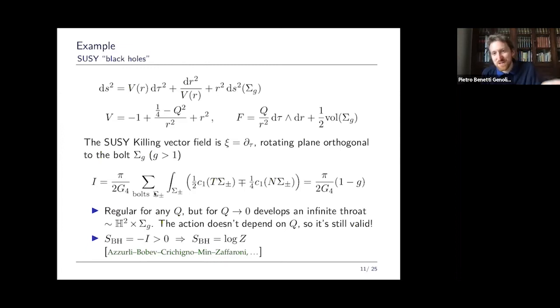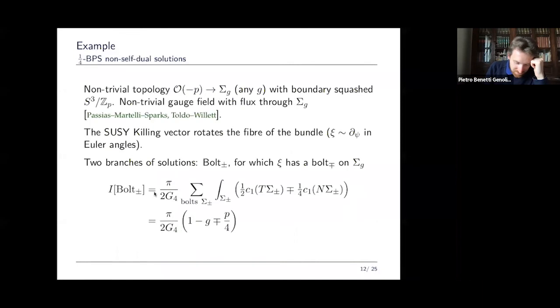This is particularly important because the Q equal to 0 case is the extremal black hole, and extremal black holes are particularly nice for various physical reasons. Okay, let me forget about the entropy.